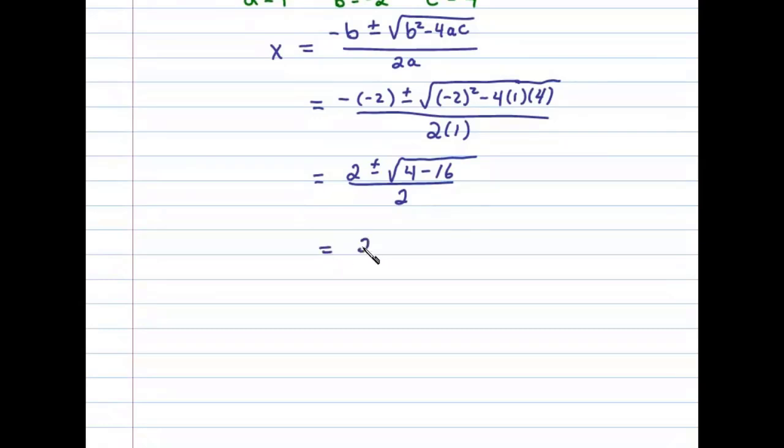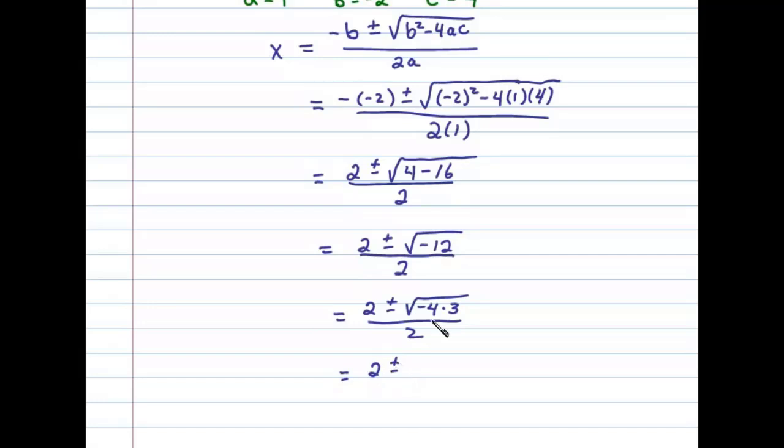Continuing, we have 2 plus or minus the square root. 4 minus 16 is negative 12, divided by 2. Now at this point we can write negative 12 as the square root of negative 4 times 3. And the square root of negative 4 is 2i. So we have 2 plus or minus 2i times the square root of 3, divided by 2.